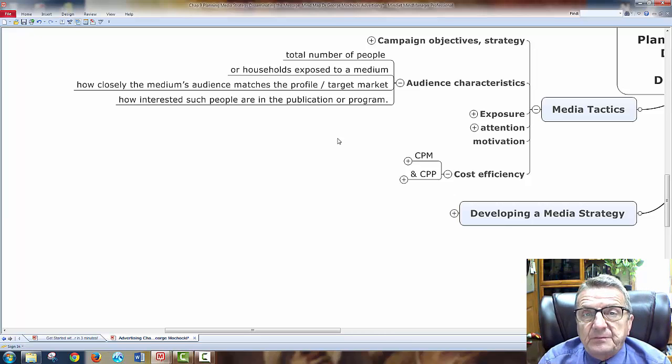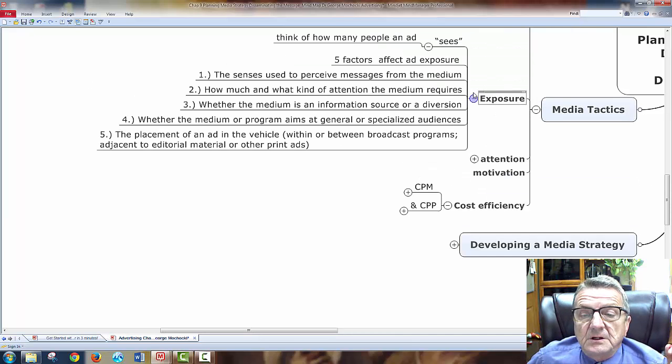Just because this may be the best media, and it'd be nice to have it out there, nice for exposure, says we're playing with the larger organizations. Our perception is that we are a larger organization, but it may not be an effective use of that media for your product, for your customer base. And you should be able to say no. Okay, then we're going with the exposure. And with exposure, think of how many people an ad sees, not how many people see the ads.